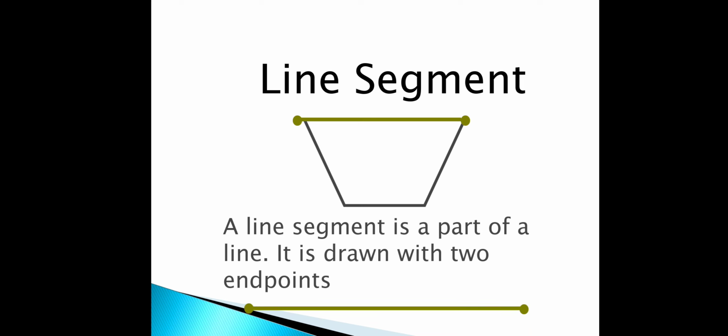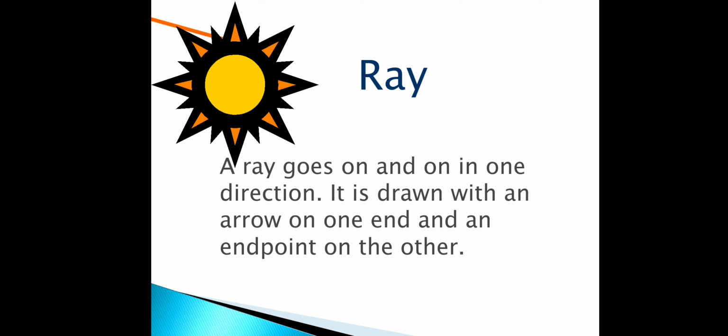Ray. A ray goes on and on in one direction. It is drawn with an arrow on one end and an endpoint on the other. It has a start point and no end point, like the rays coming from the sun.